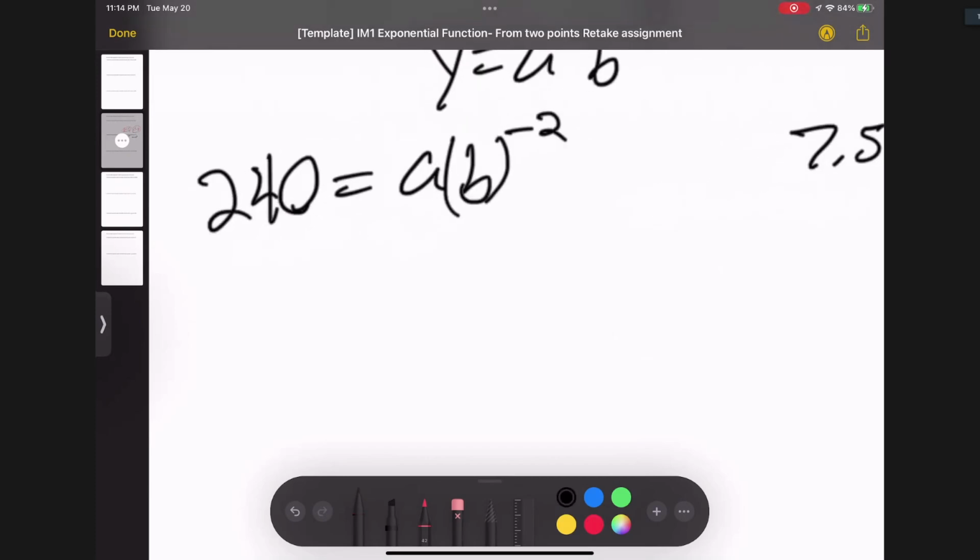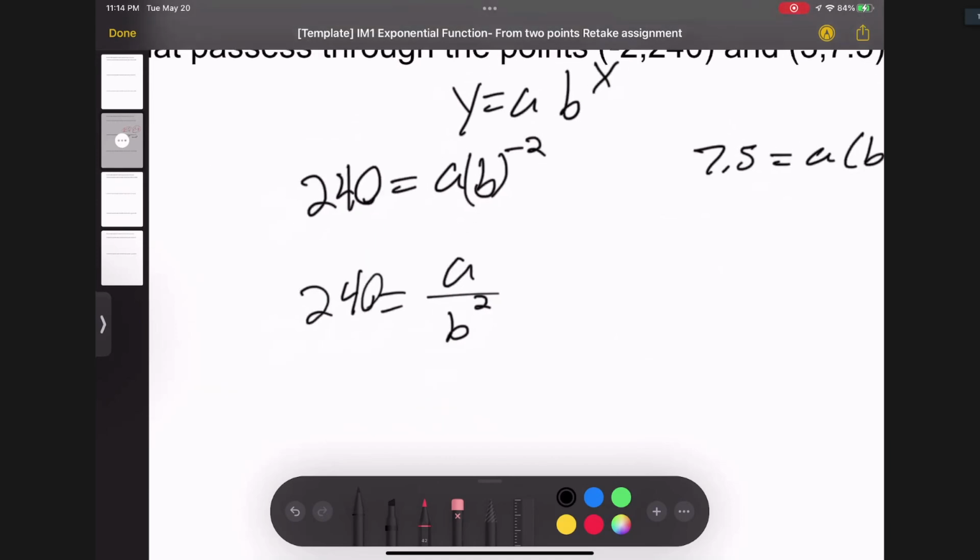So let's get a by itself. This is going to be a divided by b squared, and we got 240 right here. Again, we've got to get a by itself, so multiply by b squared on both sides. Oops, that's a huge 2.